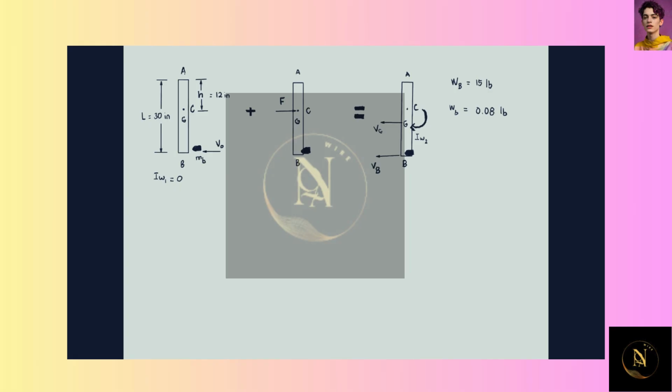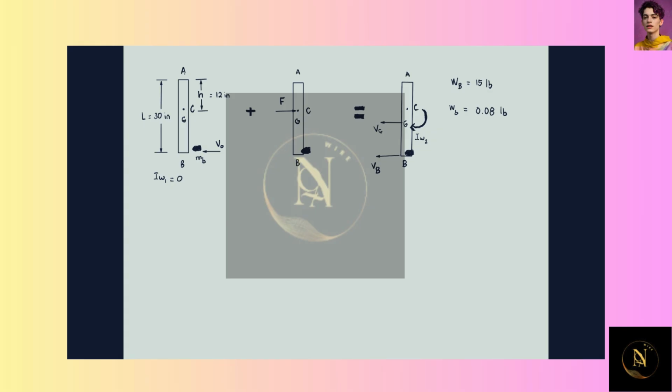Our system here consists of the bullet and the bar. The length of the bar is L, which is equal to 30 inches, and H is equal to 12 inches. The weight of the bar, W_B, is 15 pounds, and the weight of the bullet was also given, so W_b equals 0.08 pound.